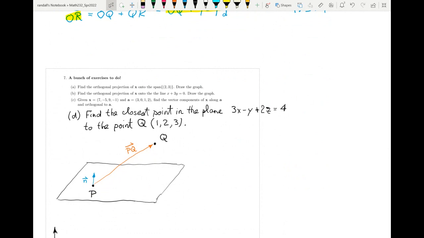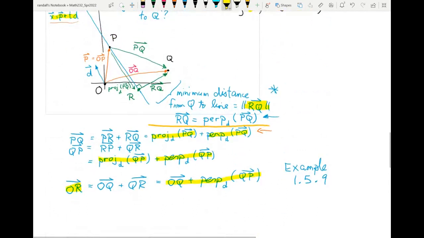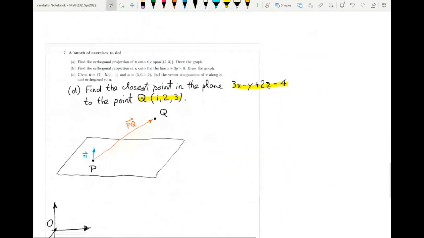You're given a plane, and you're given a point. So this is a similar situation as up here: given a line, given a point Q. Now the plane here, I'm given the algebraic, or the scalar equation of the plane. You could be given the vector equation of the plane, but the method of solution would be different. Here I'm going to work with the scalar equation, and you'll see why that makes it a little bit easier to do.